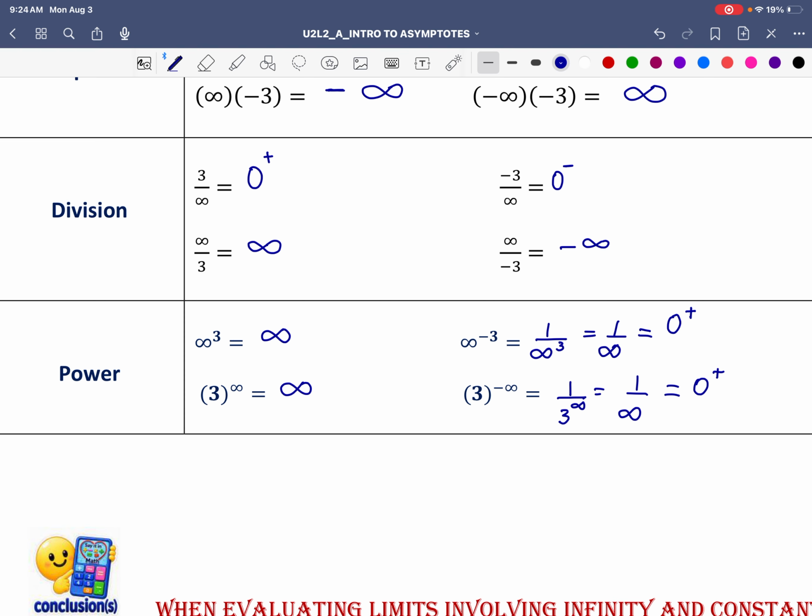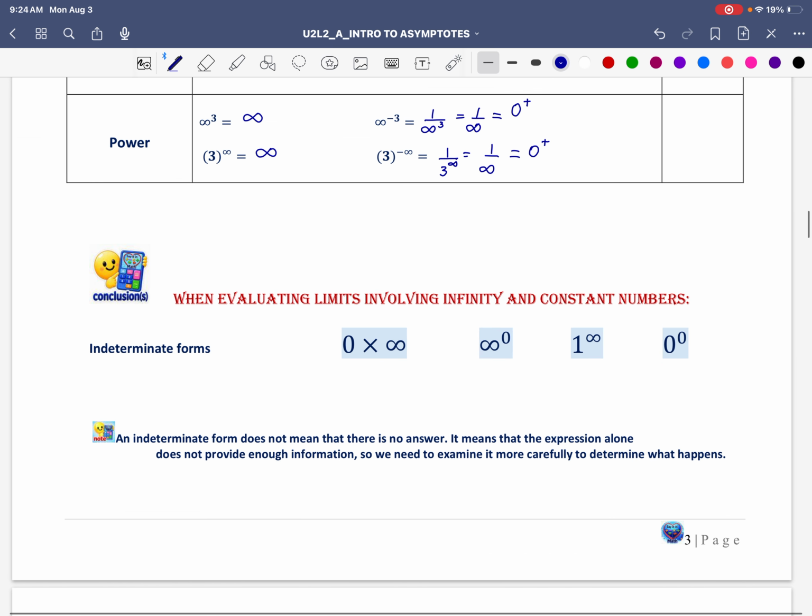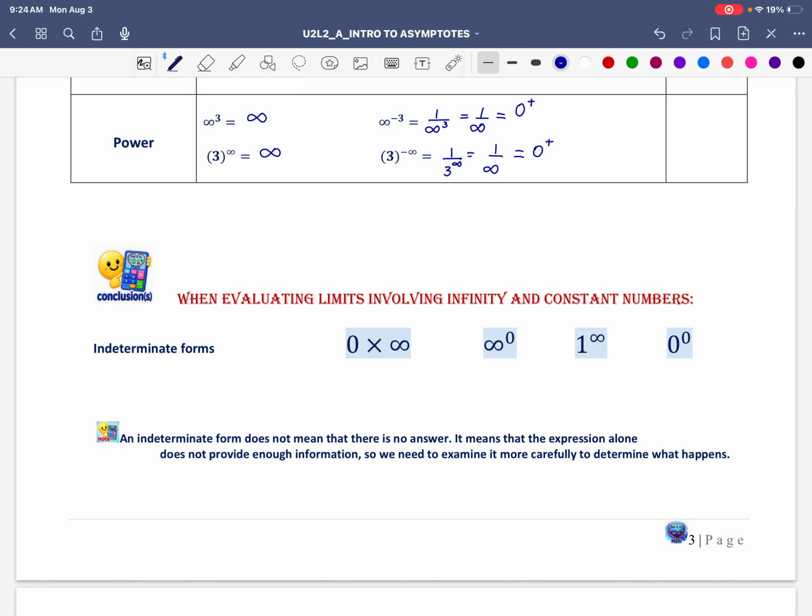Now, when evaluating limits involving infinity and constant numbers, evaluating limits is used in the context of estimating these values. To evaluate limits, actually, since we're talking about this, in one word means to estimate. So to find the limit of something means to estimate something, not to find the exact value. Not necessarily. Sometimes the limit can give you the exact value. But evaluating a limit is a general way of saying estimating something.